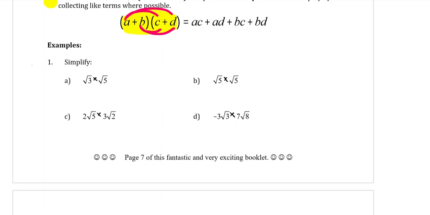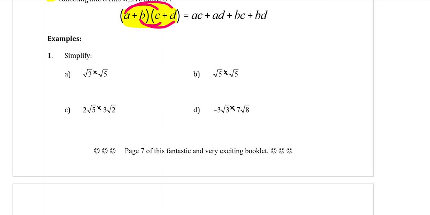Okay, so here's our questions. Question number 1. Simplify square root of 3 times square root of 5. I'm multiplying a surd with another surd, so all I do is multiply the numbers underneath. 3 times 5 is 15, so it's square root of 15.